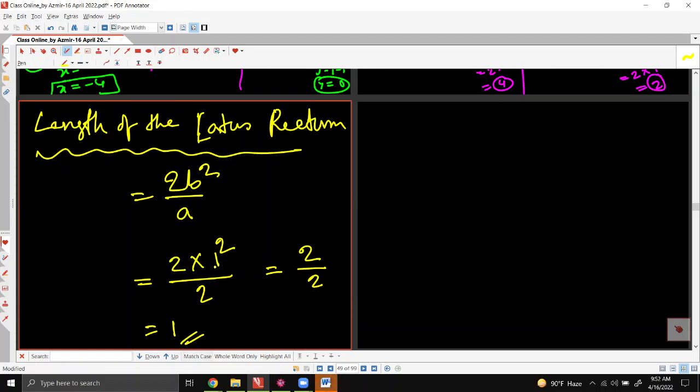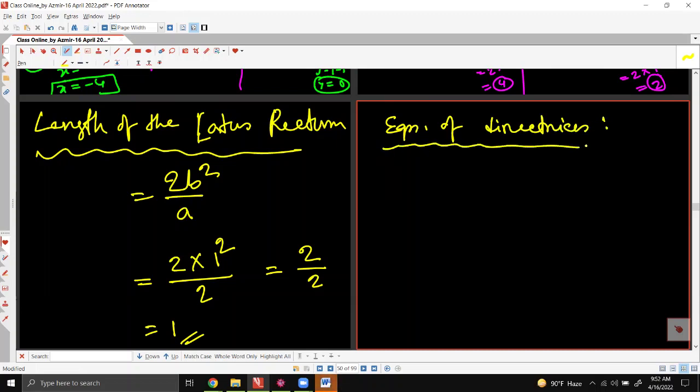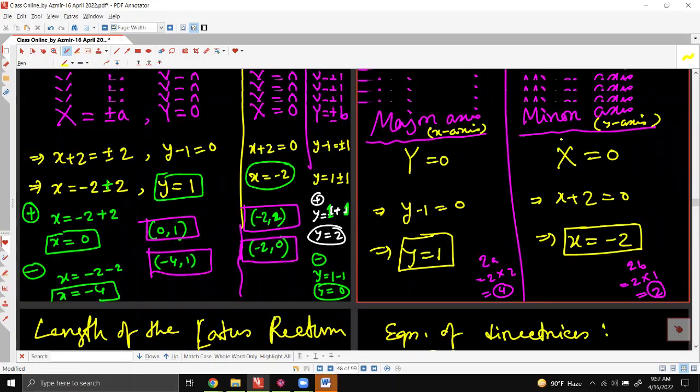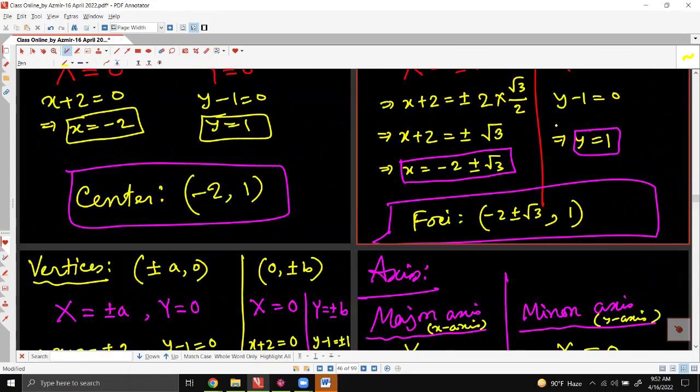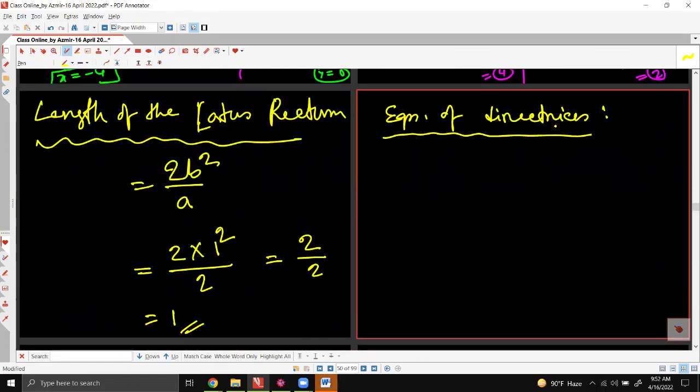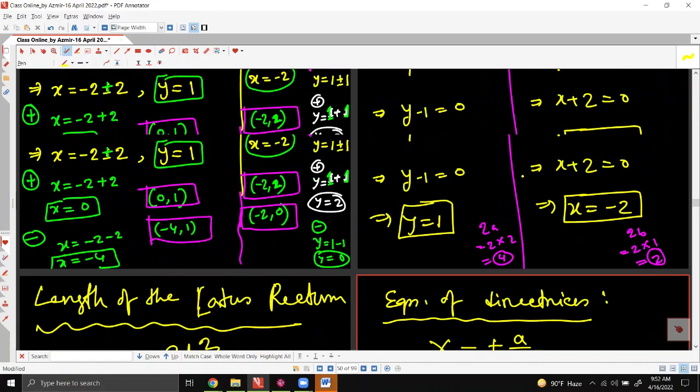And finally, let us find the equation of directrix. That is the equation of directrices. Since there are 2 directrices for an ellipse, we can think about its formula, that it is x equals plus minus a divided by e. Have a look here.